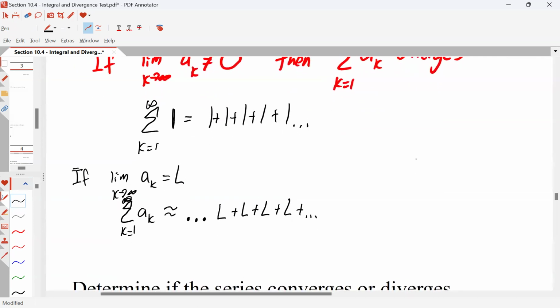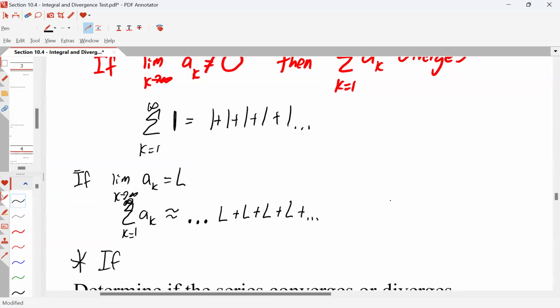However, note, if the limit as k goes to infinity of a_k is 0, then the series could converge or diverge.